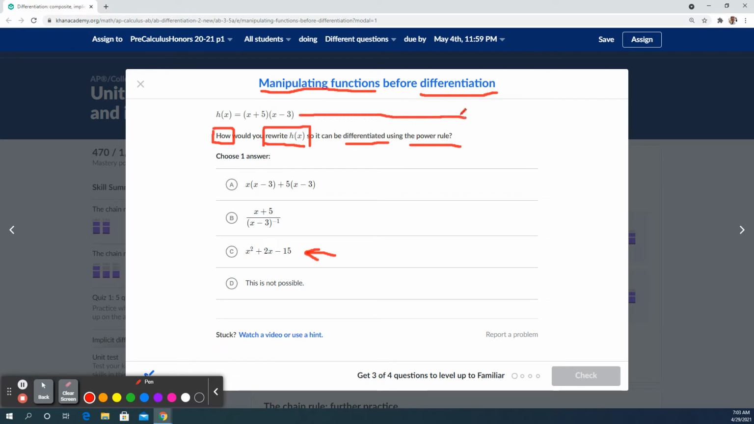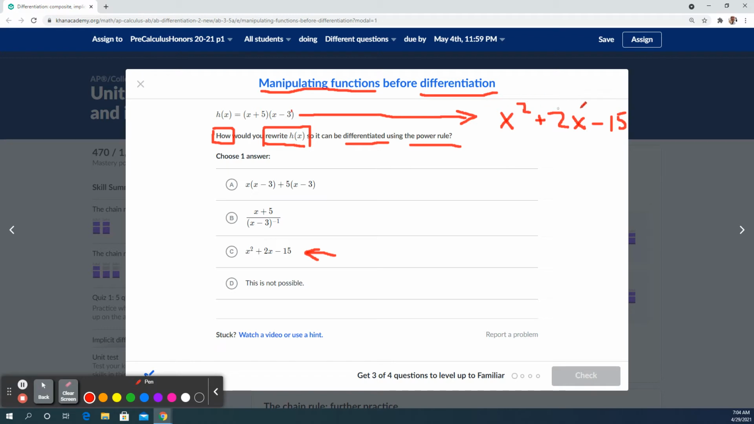At this stage of the game, this is the FOIL method, but hopefully you know shortcuts by now. Since there's nothing in front, it would just be an x squared. These numbers get added together with x, so if I add 5 and negative 3, I get a 2, and like I said, there's an x that goes along with it. And then we multiply them together. 5 times negative 3 is negative 15.